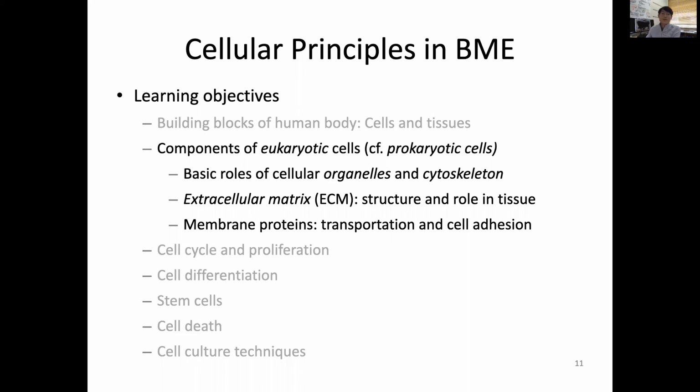Hi. Now let's discuss more about the components of cells in eukaryotic cells in our body. So we'll discuss the basic roles of cellular organelles and cytoskeleton, and extracellular matrix, which is its structure and role in tissue, and membrane proteins, which are responsible for transportation and cell adhesion. These can be covered by your previous prerequisites, so we will go a little fast.